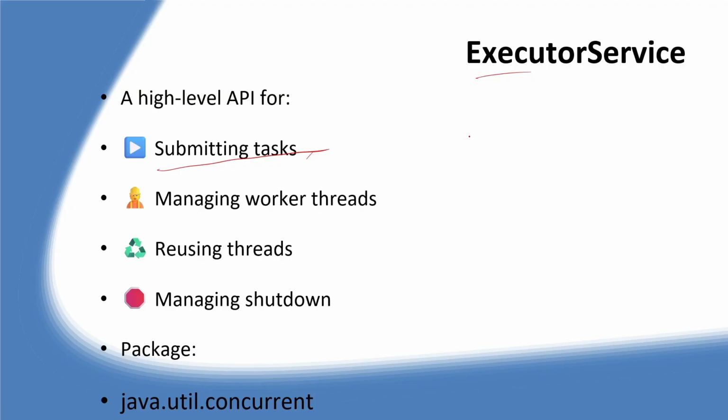It can reuse those threads across multiple tasks. And when our application is finishing submitting work, when we have provided all tasks, then what will the executor service do? Executor service also provides methods for managing shutdown. It belongs to the java.util.concurrent package.